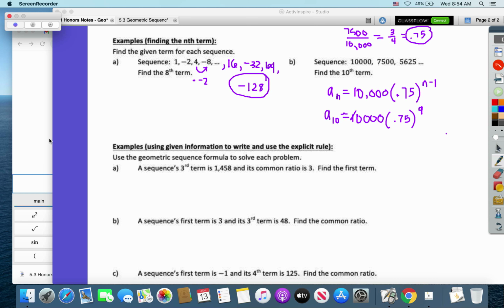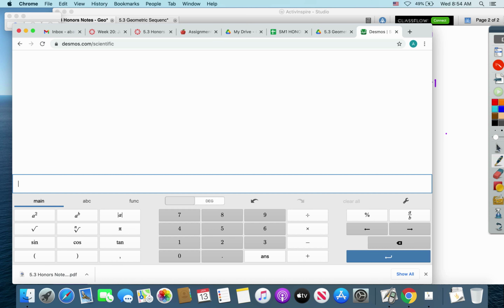So I will pull up my Desmos calculator and type it in just like that. 10,000 times 0.75 to the exponent 9.